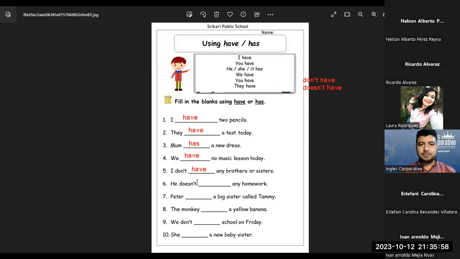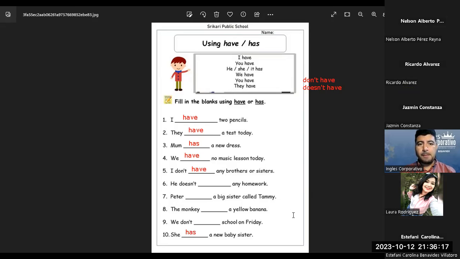Laura, please. In number 10, she has. Perfect. She has a new baby sister, okay? Perfect, Laura. Who else? Jasmine? Tell me, Jasmine. Has number six. Okay. He doesn't, como lleva el doesn't, ya no es necesario cambiarlo. Sería have, ok, no problem. Cuando normalmente utilizamos un auxiliar, los verbos yo sé que confunde, pero no va a haber necesidad de alterarlos, ok, thank you.